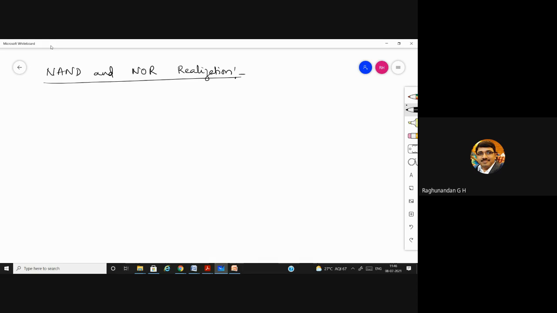So they'll ask you, okay, I'll give you an equation. Can you draw the circuit by using only NAND gate? Or they'll ask, can you write the equation by using only NOR gate? These are some common questions which they'll be asking, because I have seen when I have seen some interviews, they ask this kind of question. So this is very important and quite interesting.